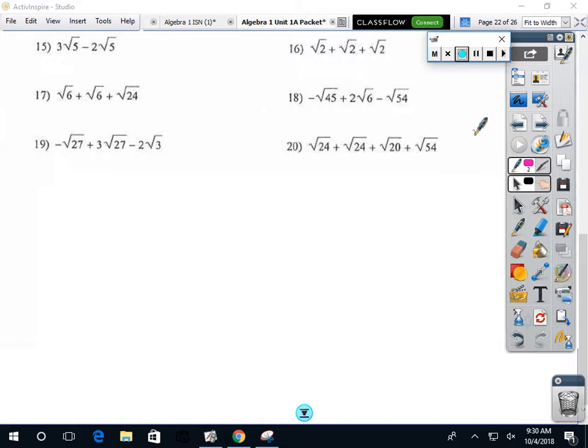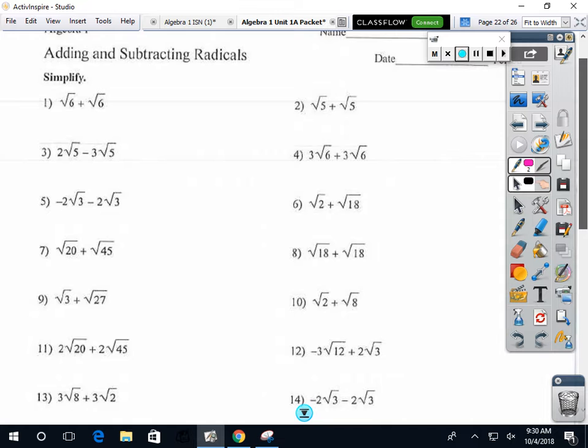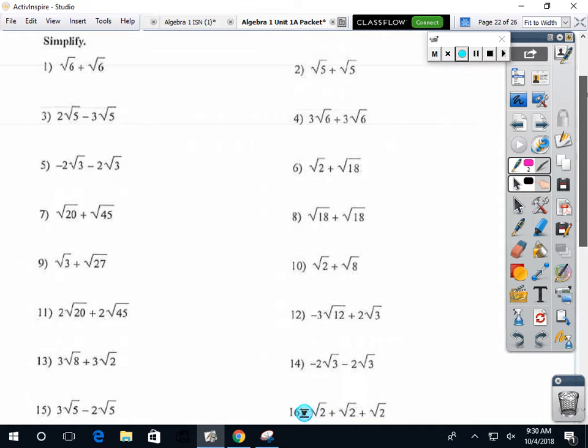Okay, before we move on, are there any on the even side of this page that you want me to go over? 18 to 20? Okay.